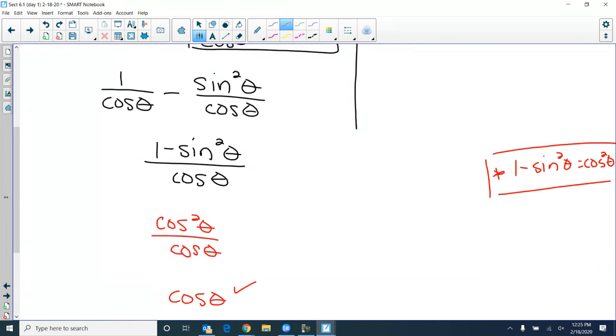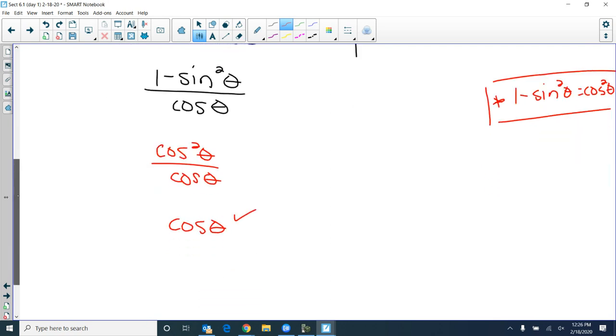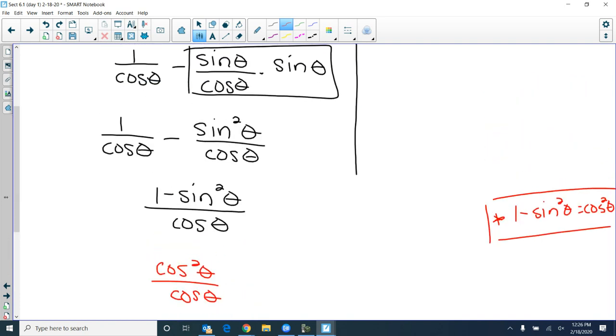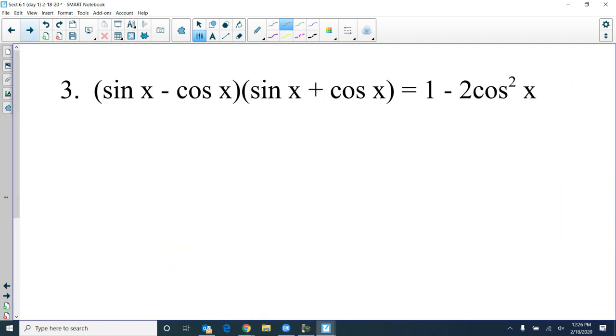Anytime you have a 1 and you have something squared, it's probably part of an identity that can be replaced. You may or may not need it, but you should always at least investigate it, especially sine squared and cosine squared. Okay, so 1 minus sine squared is cosine squared. That's what we want. We're done. Okay, we are done. All right, copy down number 3.